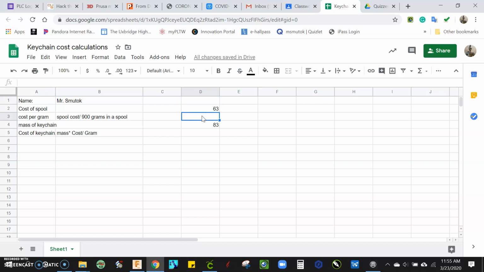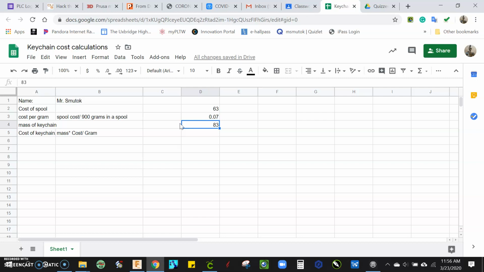So instead of taking the 63 and dividing it by 900, I'm going to use Google Sheets here to do the math for me. And the way I do that is with an equal sign in my formula bar. So I'm going to press equal sign. I'm going to take the cost of my spool, which is whatever's in this cell right here, D2, and divide it by 900, which is how many grams are in my spool. And it tells me that each gram of 3D printer plastic is 7 cents.